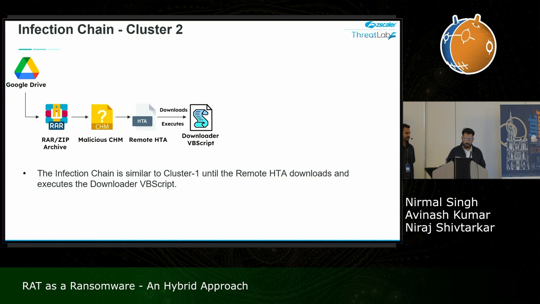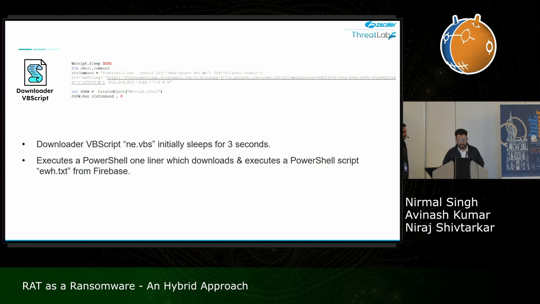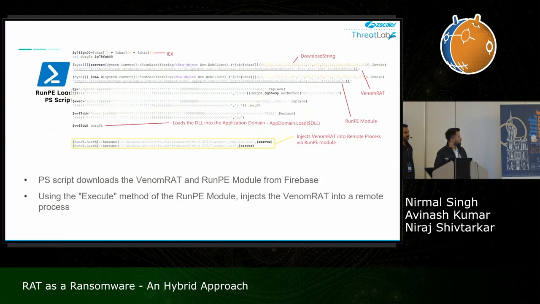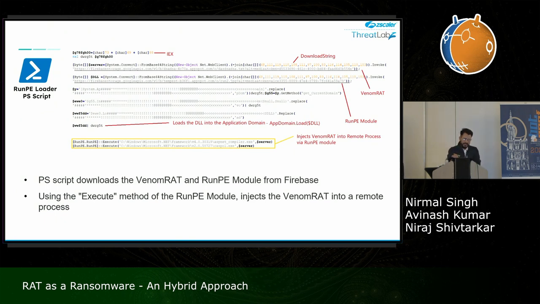Moving on to cluster two, the infection chain is quite similar to cluster one until the remote HTA downloads the VB script. But in cluster two, the VB script sleeps initially for 3 seconds, and then downloads and executes the PowerShell script from Firebase. This PowerShell script is used to download and run the RunPE loader PowerShell script, and that RunPE loader will again execute the final payload. Here the RunPE loader PowerShell script downloads two different modules. One is the final payload, which is Venom RAT, and the other is the RunPE module. The RunPE module injects the Venom RAT into a remote process.